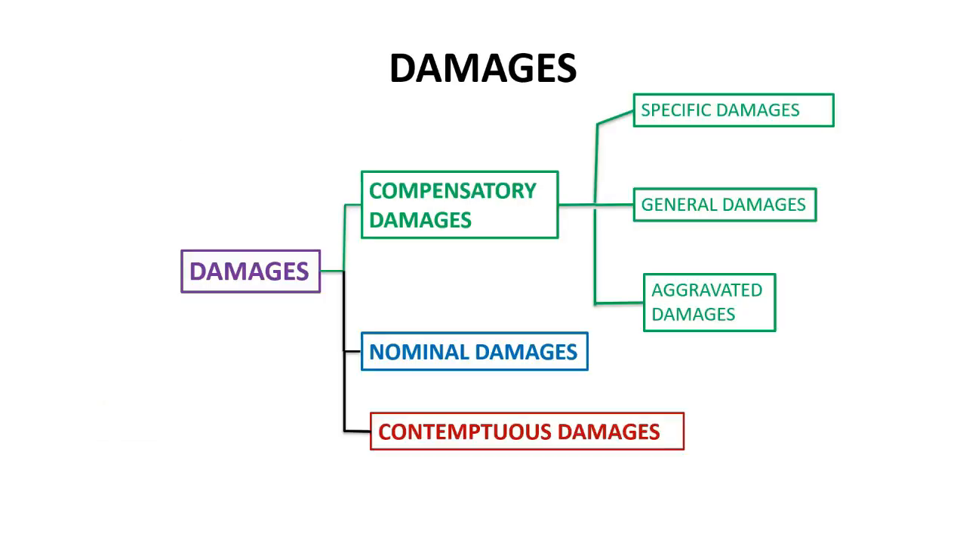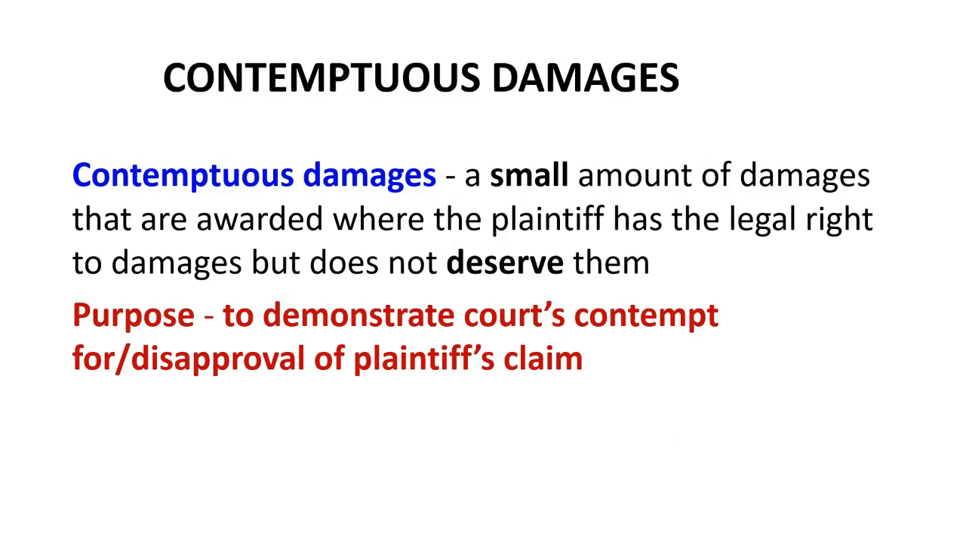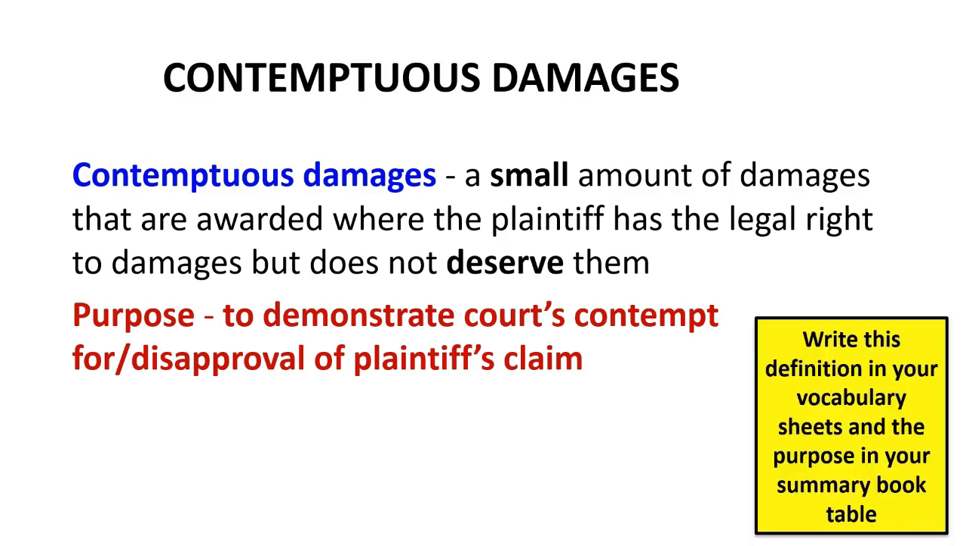Next, we have contemptuous damages. Contemptuous damages are a small amount of damages that are awarded where the plaintiff has the legal right to damages but does not deserve them. The purpose of contemptuous damages is to demonstrate the court's contempt for, that is, the court's disapproval of, the plaintiff's claim. Look down the left-hand side of your vocabulary sheets, find the term contemptuous damages and write this definition in there. Then write the purpose of contemptuous damages in the middle column of your summary book table.